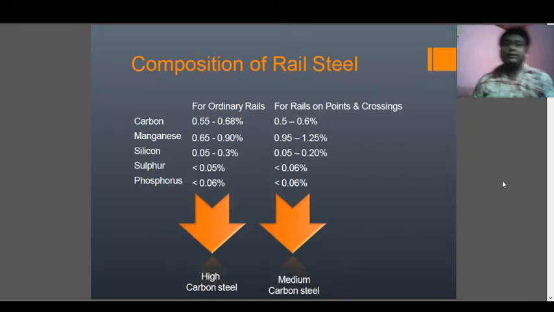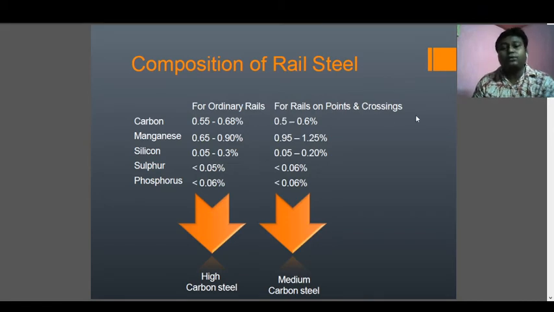As we discussed, the rails are basically manufactured of steel. So the composition of the steel is the same as the composition for the rails. These are the various materials: carbon, manganese, silicon, sulfur, and phosphorus. These are some components of steel, and from that steel the rails are manufactured. These are for ordinary rails, and these are for rails on point and crossing.